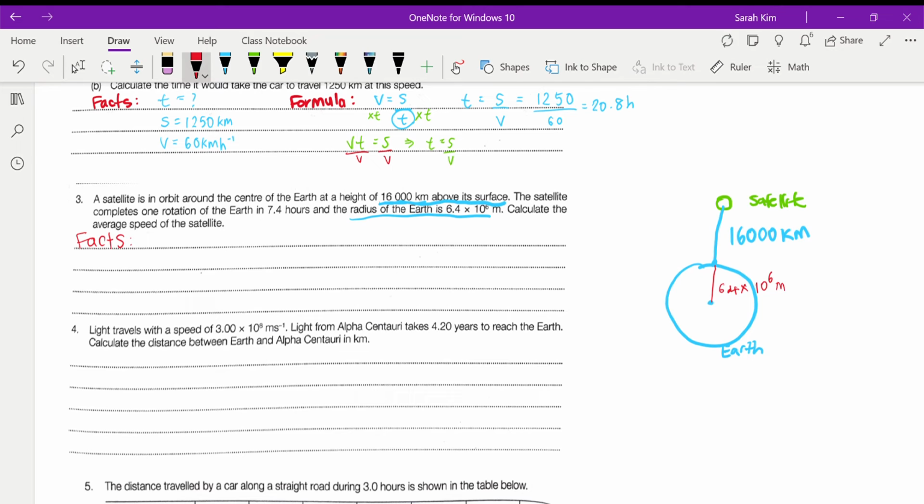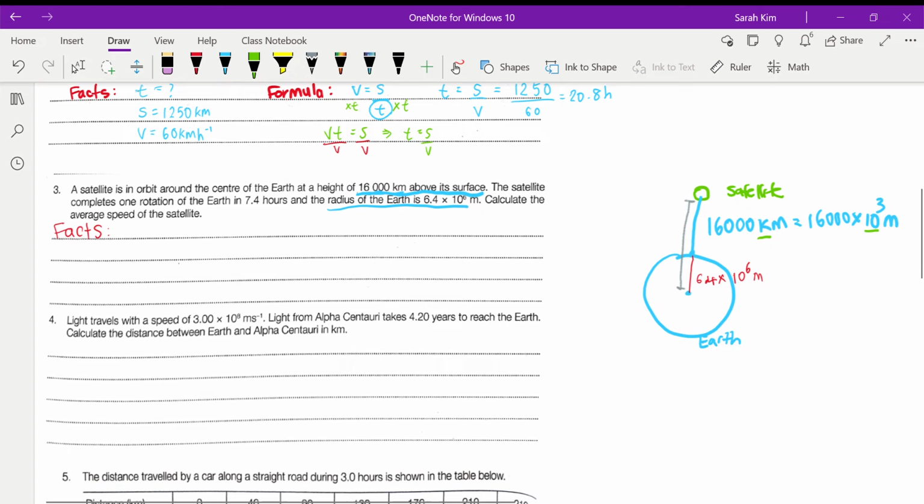Now, if we want to add these two together to find the final length, we need to make sure they're in the right units. So I'm going to change this one to meters. So 16 is 1,000, and then 10 to the power of 3 replaces the K. If you have a look at your prefixes, K is 10 to the power of 3. It substitutes it basically. So K has a value of 10 to the power of 3.